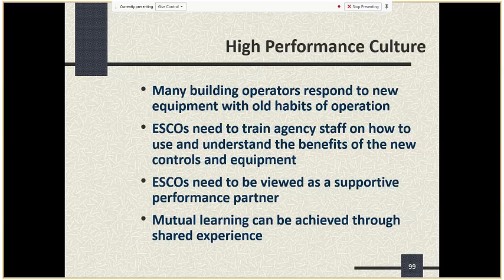So, how do you create a high-performance culture? Well, there's nothing so stable as a habit. And whenever I learn how to do something, I like to keep doing it that way.